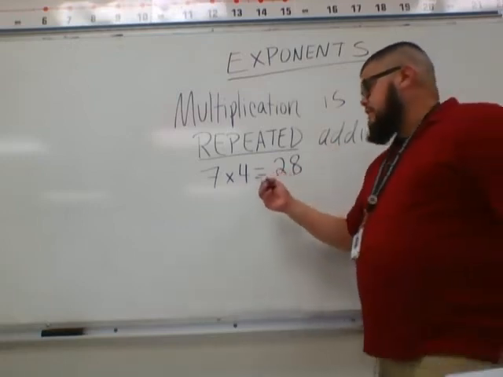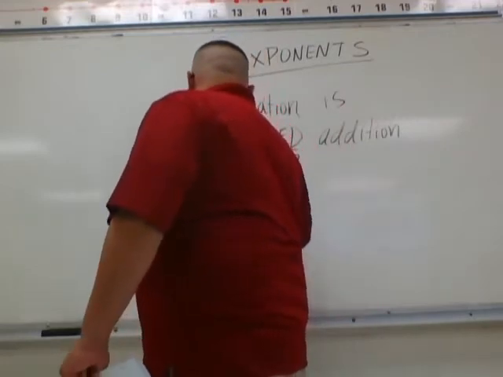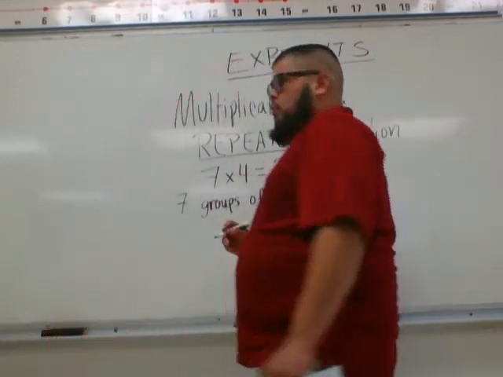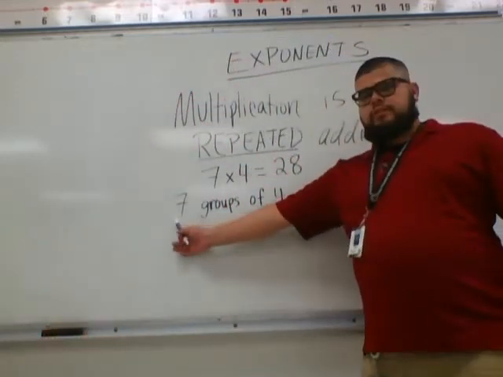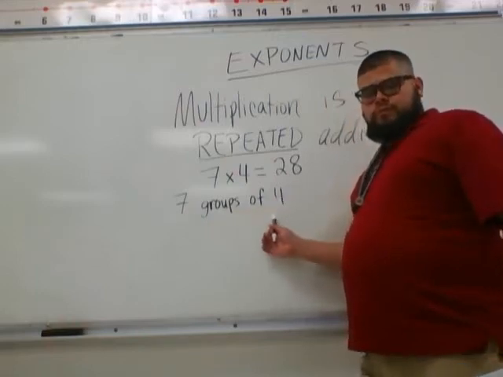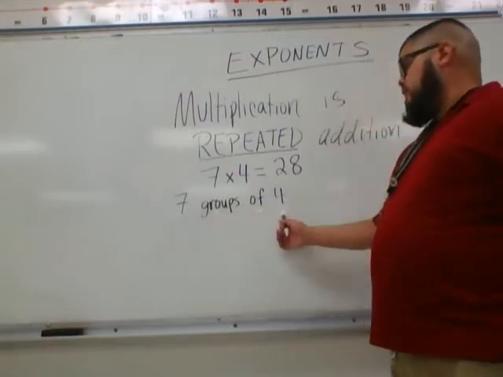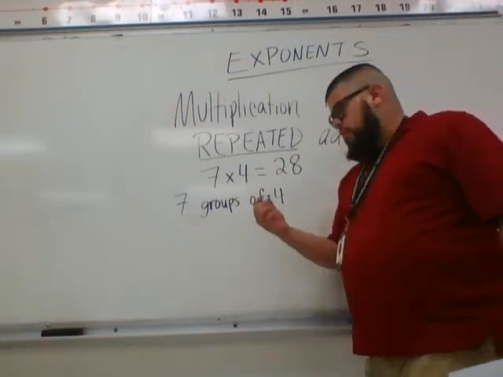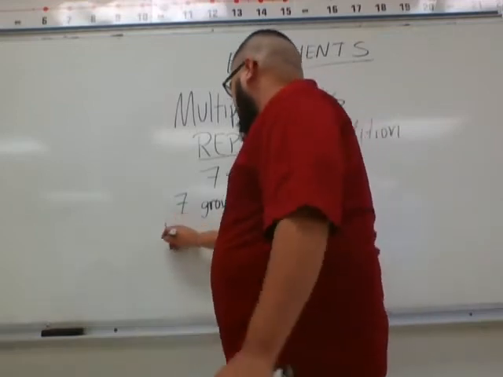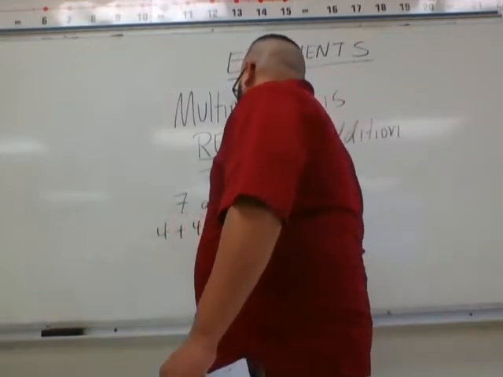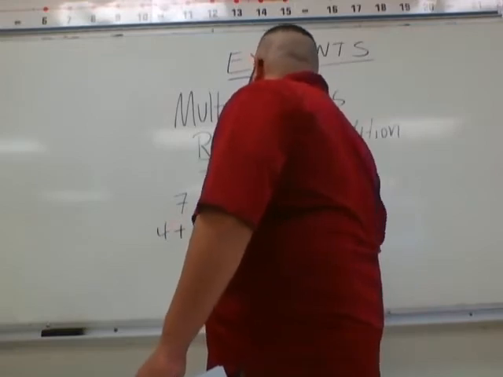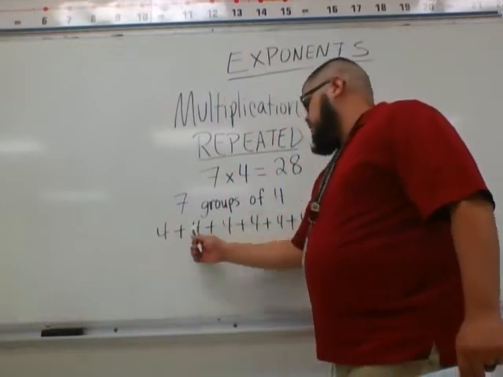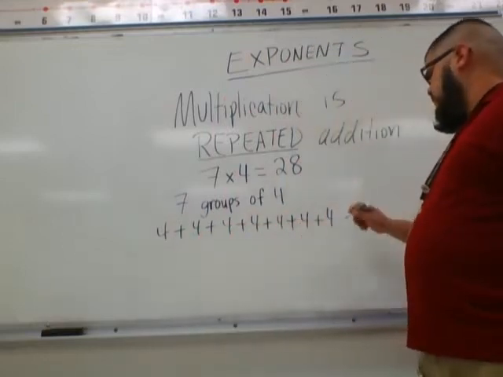Okay? And so this is actually 7 groups of 4, right? That's how you read this. 7 groups of 4. So we know how many groups there are. There are 7 groups, and in each group there are 4, right? So it's 4 plus 4 plus 4 plus 4 plus 4 plus 4 plus 4. Let me count and make sure. 1, 2, 3, 4, 5, 6, 7.